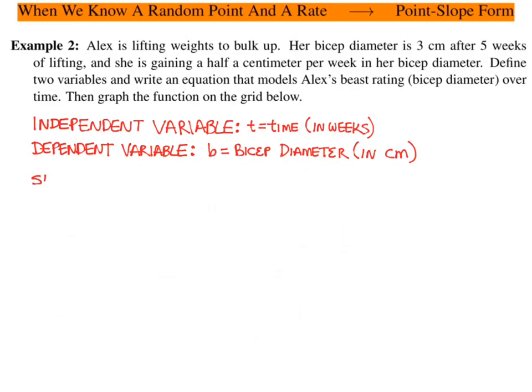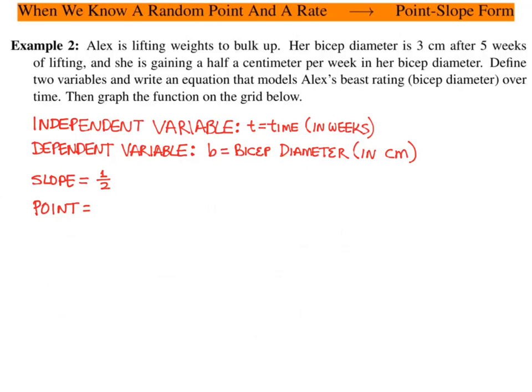All right, now, here, we do know the slope. She's gaining 0.5 centimeter per week, so the slope is 1/2. That's not so bad. Now, we also need a point, because if you don't have some sort of location, you're pretty much stuck on a line.